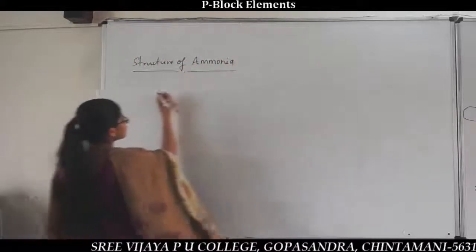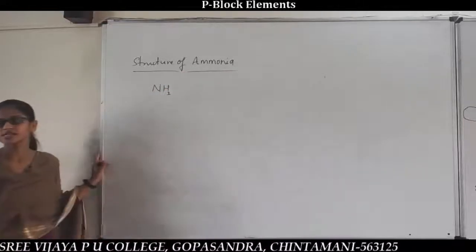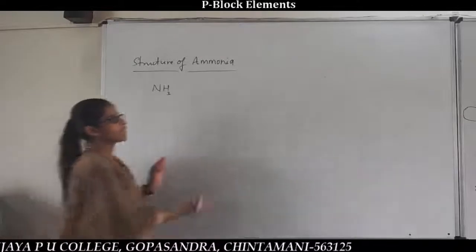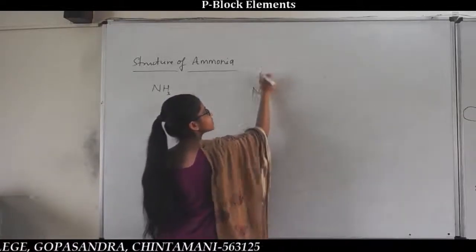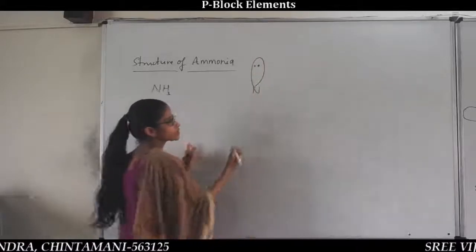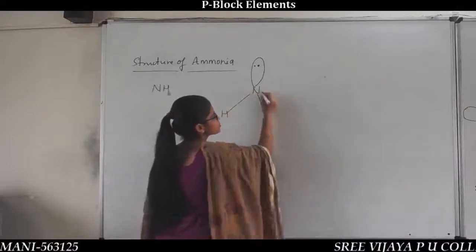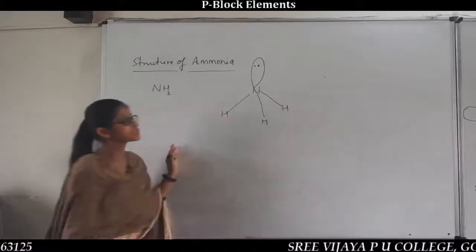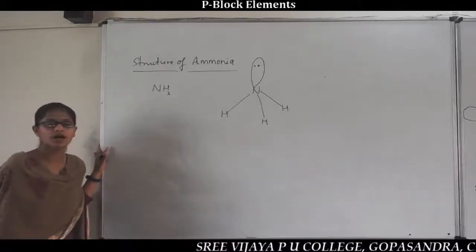So you know the formula of ammonia, NH3, right? Now taking its structure, in this case the nitrogen. We know that the nitrogen has a lone pair of electrons. See, this is called the lone pair of electrons of the nitrogen atom. Again hydrogen, hydrogen, again hydrogen. This is the structure of the ammonia molecule, the stable structure of the ammonia molecule.